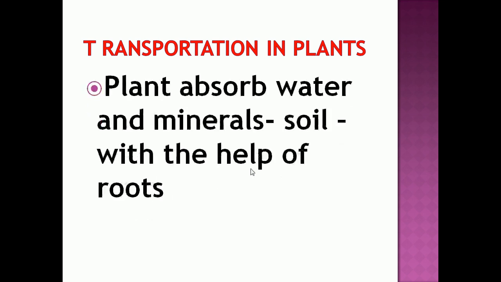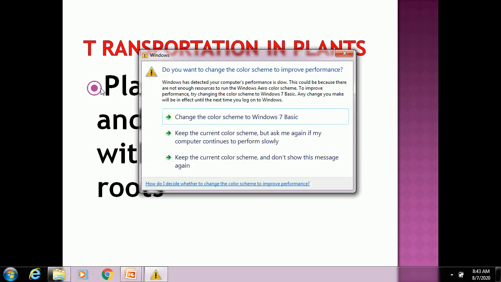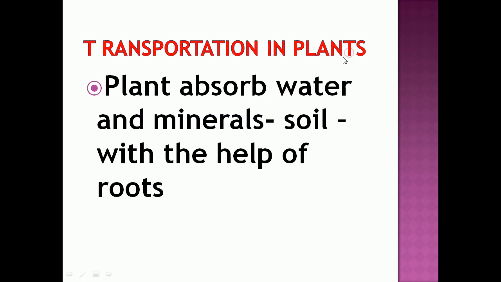So the problem in the transport system is that the root can obtain water, as we know from when we were seeing about the photosynthesis process. I have explained that the plant will absorb water and minerals from the soil with the help of the root, isn't it? But the problem is that the root can obtain water but not sugar. Sugar means the carbohydrate which is produced in the leaves of the plant during photosynthesis. So it cannot obtain that. So this is the problem faced by the plant.